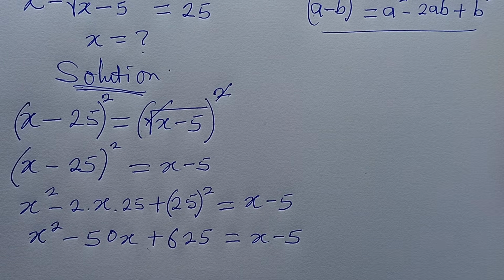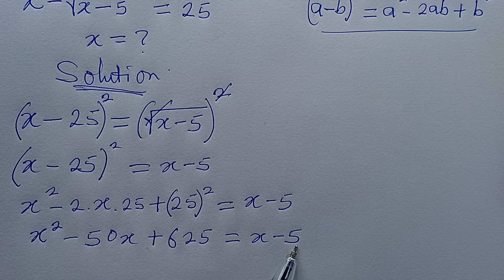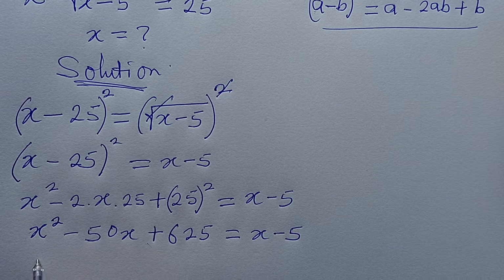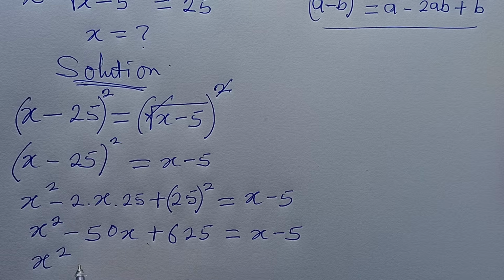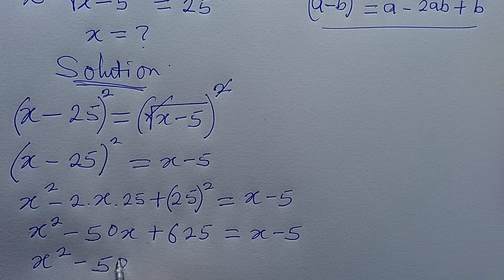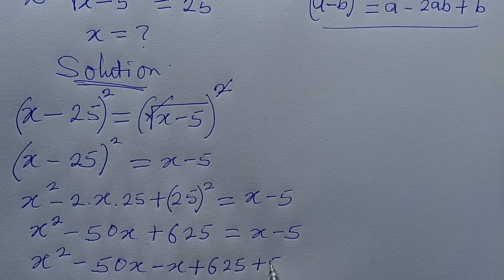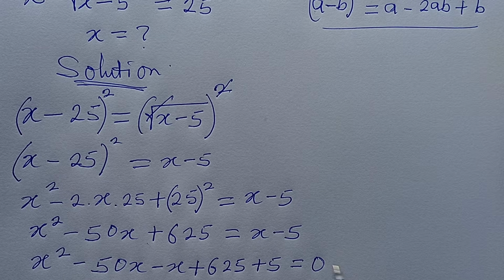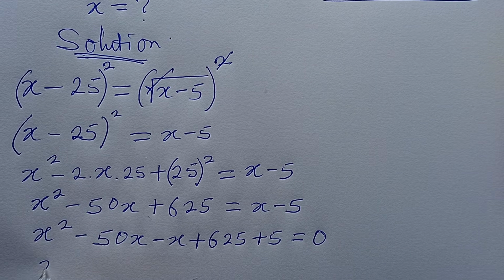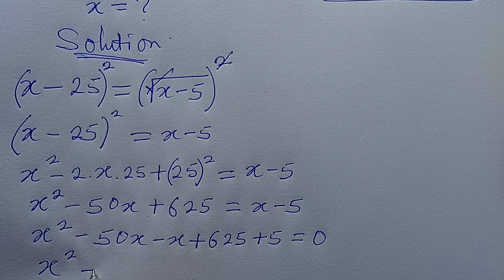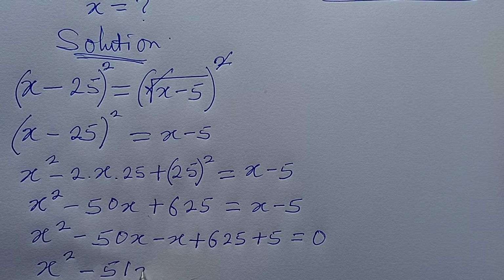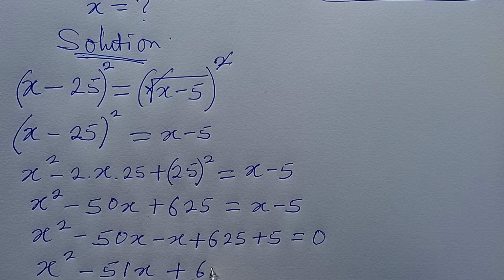Okay, now with what we have here, we can collect like terms. So we move this x to this side and move this 5 to this other side. And so this is going to give us x to the power of 2, minus 50x, minus x, plus 625, plus 5 equal to 0 here. And if we simplify further, we're going to have x to the power of 2, minus 51x, plus 630 equal to 0.